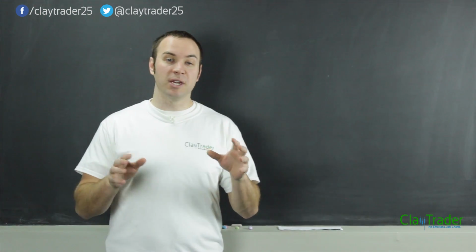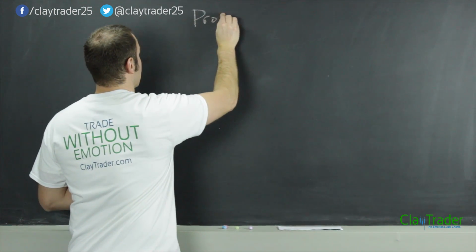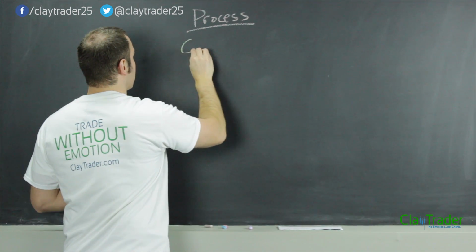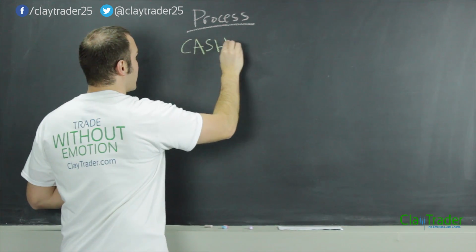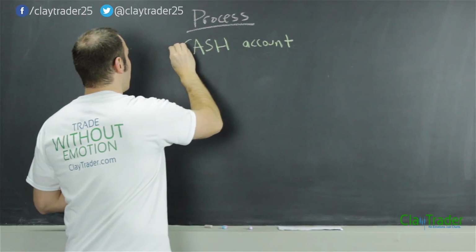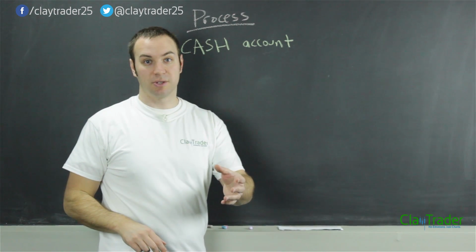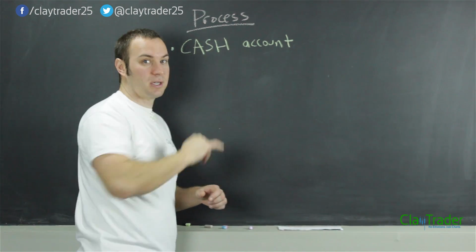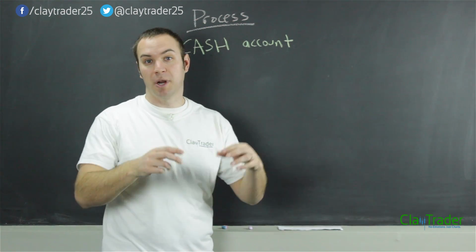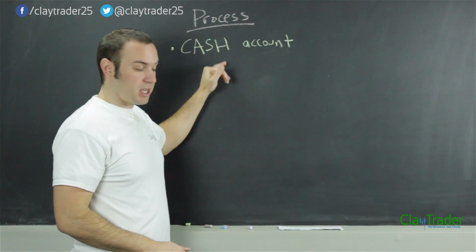So let's talk about the process here. The first thing you need is a cash account. Cash account, not margin. What I was unaware of is that the pattern day trading rule applies to margin accounts, but not cash accounts. So that step is crucial. A cash account is what you either need to open up as a new account or change your current account to, but it's all about the cash account.